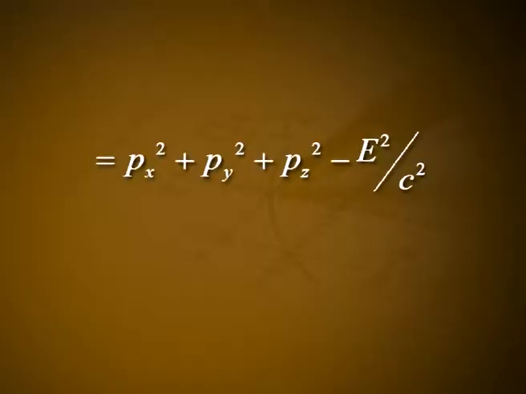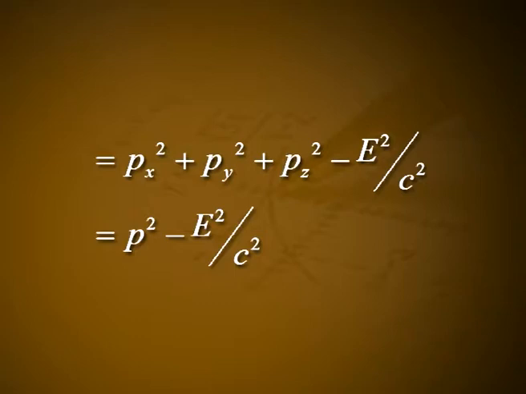P dash square minus E dash square by C square is equal to Px dash square plus Py dash square plus Pz dash square minus E dash square by C square, which is equal to gamma square into (Px minus VE by C square) the whole square plus Py square plus Pz square minus gamma square into (E by C minus Vpx by C) the whole square, which is equal to Px square plus Py square plus Pz square minus E square by C square, which is P square minus E square by C square.